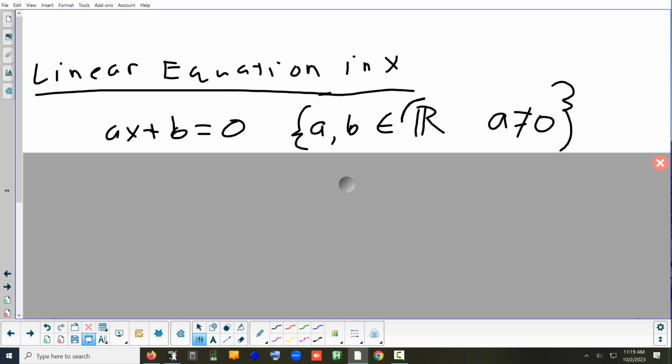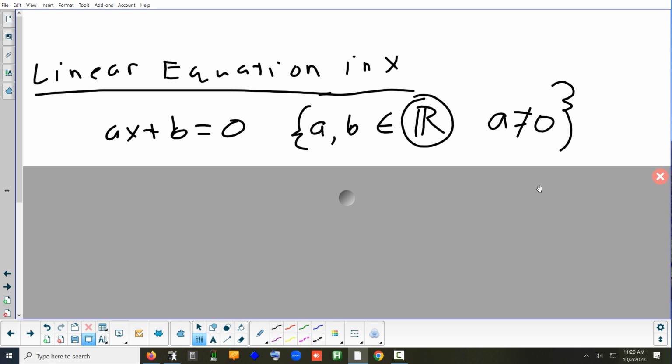Now, anyone remember what that symbol means? All real numbers. So what this is saying is a and b are real numbers. If you want to be specific on how it translates, a and b are elements of the real number system. So a and b can be anything you want: positive, negative, fractions, decimals. But there's only one thing a can't be, and it tells you that right at the end. A can't be 0.